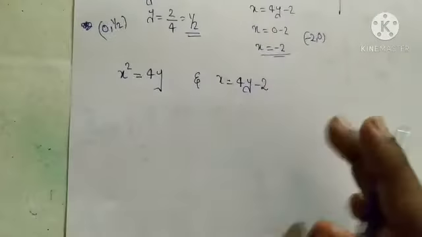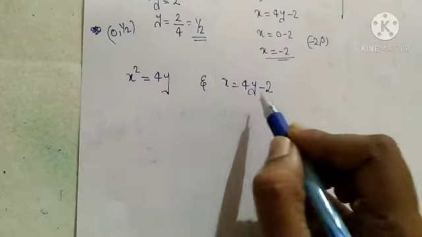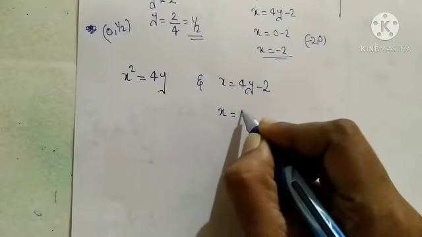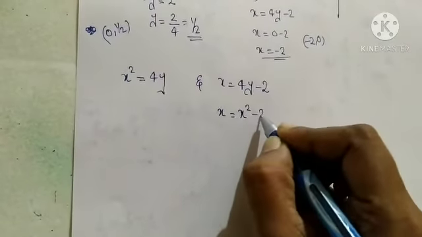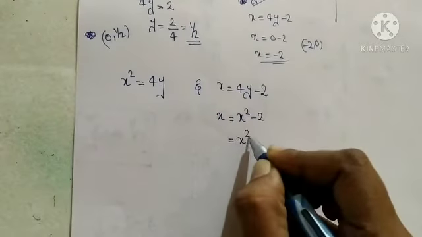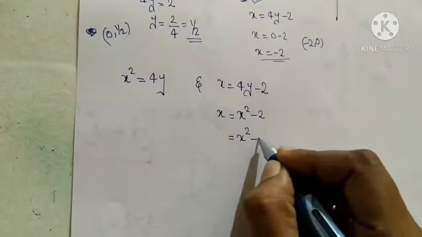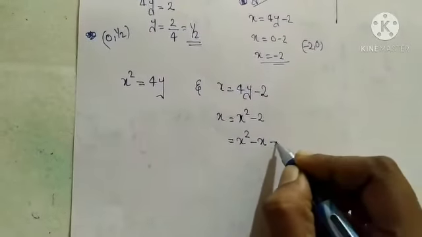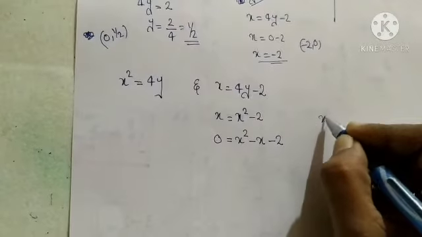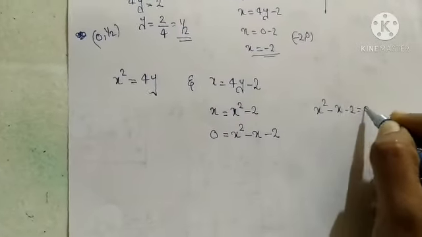I am going to substitute 4y equal to x square in this equation. So it will become x equal to x square minus 2. Or it can be written as x square, taking this x to RHS, it will become minus x here, and also write this minus 2 equal to 0. So this is like a quadratic equation: x square minus x minus 2 equal to 0.